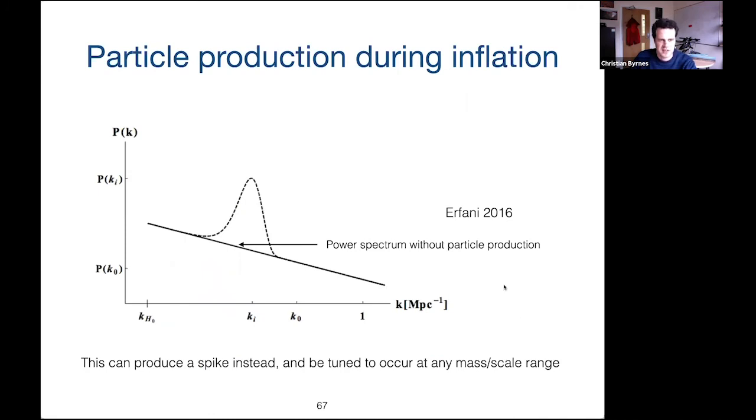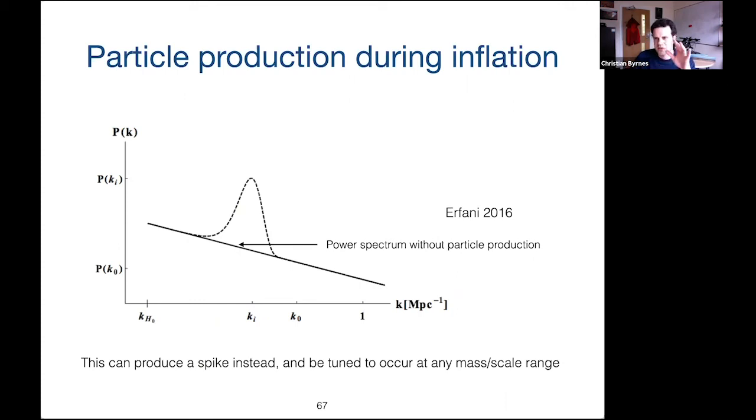Another idea is you can have particle production during inflation, depending on the couplings of the inflaton field to any other light field, or perhaps not even light field during inflation. So you can have some boost, some temporary peak, and where this spike occurs can be tuned depending on the models you choose for the Lagrangian of your inflaton.